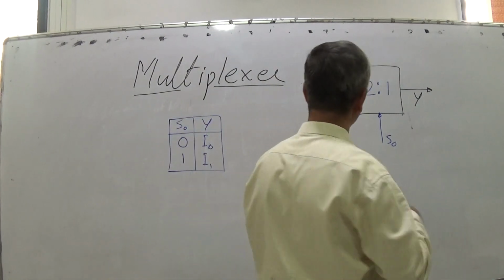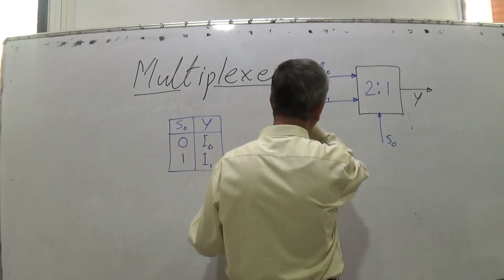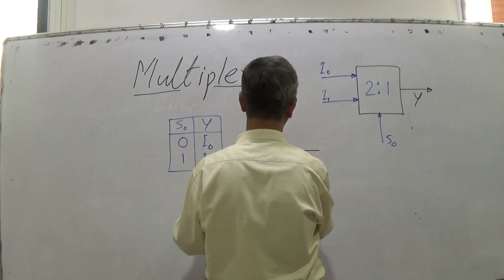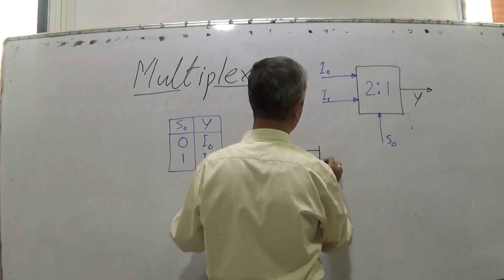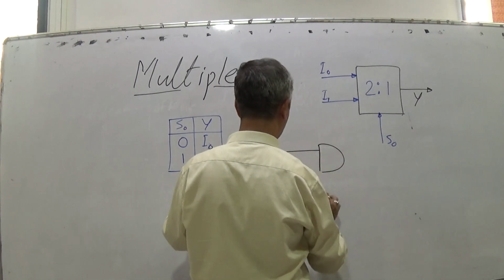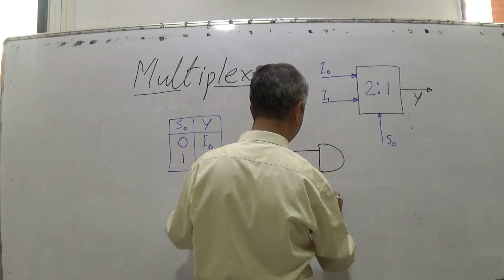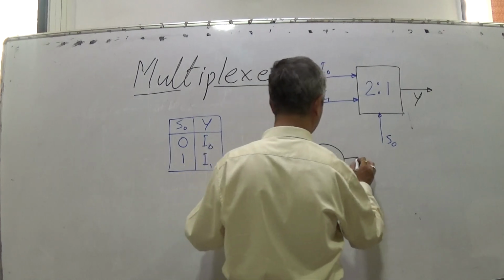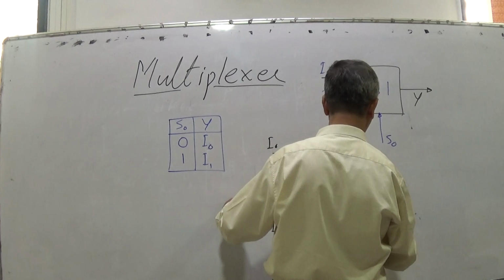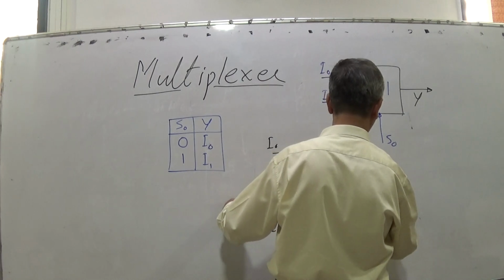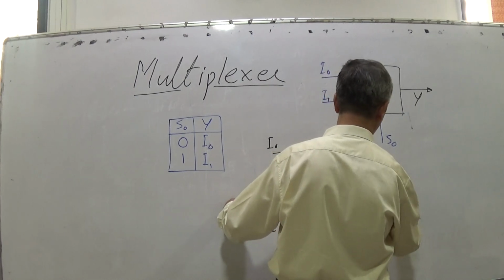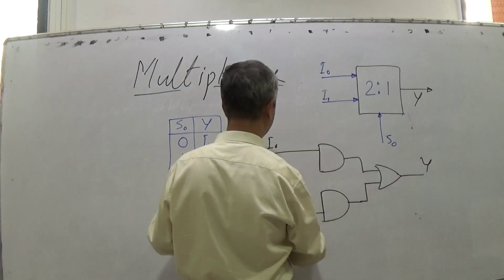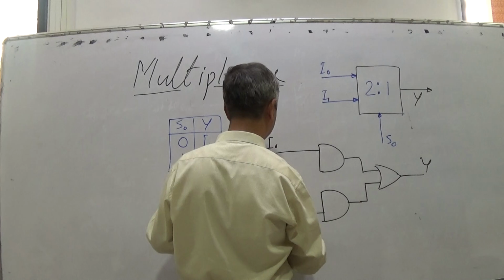And how is the circuit designed? The circuit of this is very simple. We have I0 and an AND gate. We have I1 and an AND gate. And we have an OR gate. It's quite simple. There is no rocket science here. And this is Y, and this is S0.